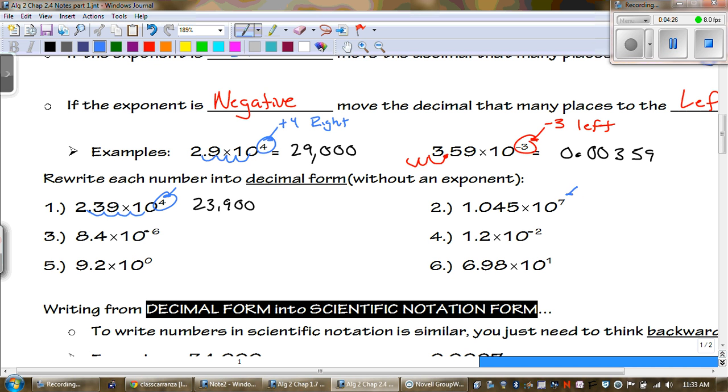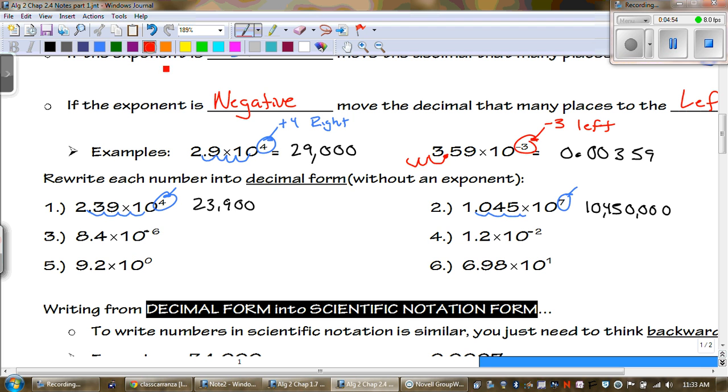Number 2, it's positive, so I have to move it to the right 7 numbers. 1, 2, 3, and then 4 zeros. So 1, 2, 3, 4, 5, 6, 7. So there are my 7 numbers. So that number is really talking about 10,450,000.